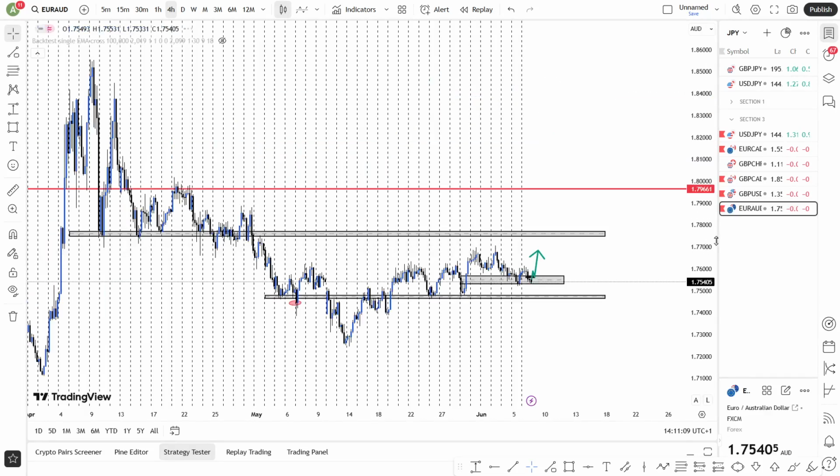And EURAUD, we're expecting an up movement for EURAUD up to this level, once this level is not broken.